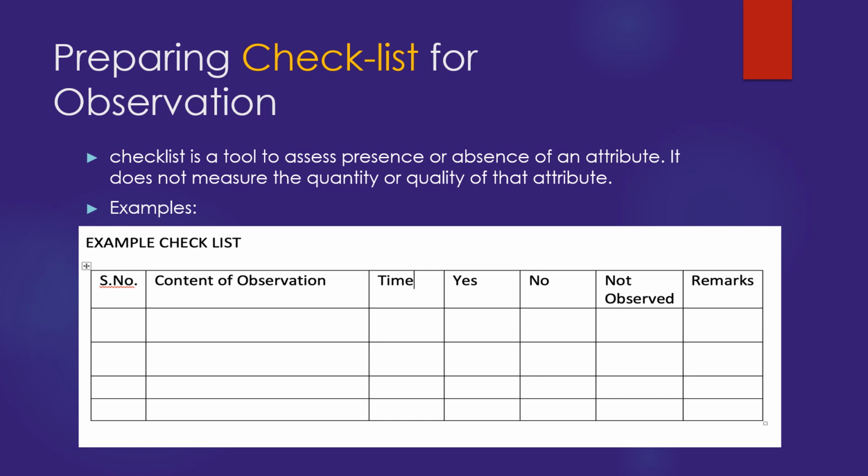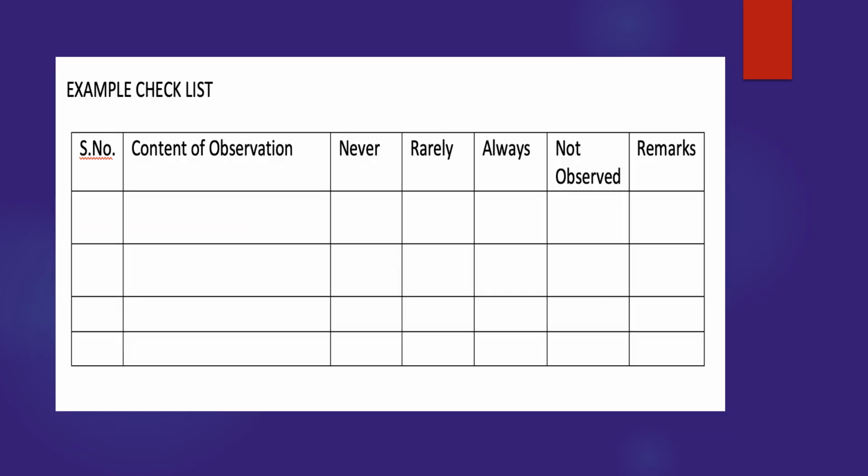This is the checklist that you can prepare while observing the students. The checklist should be prepared in a very systematic manner. And this is one of the examples where you can write this 4-point scale: never, rarely, always, not observed. What is your observation? The content of observation, like attendance or attendance in assembly.